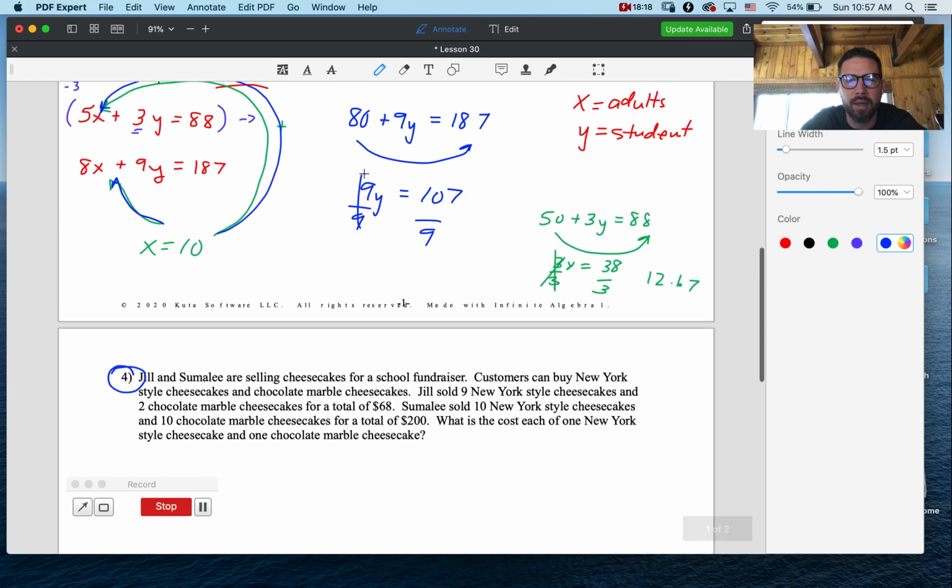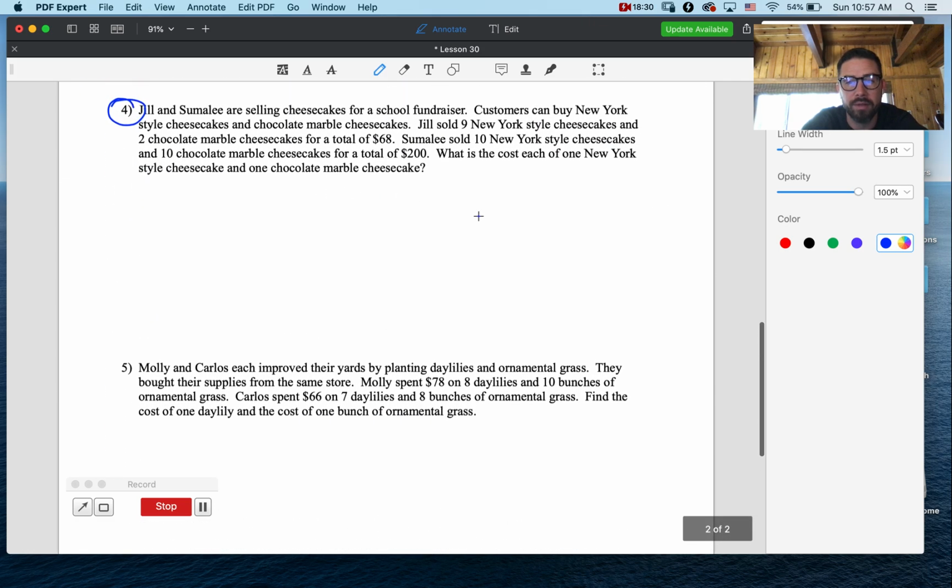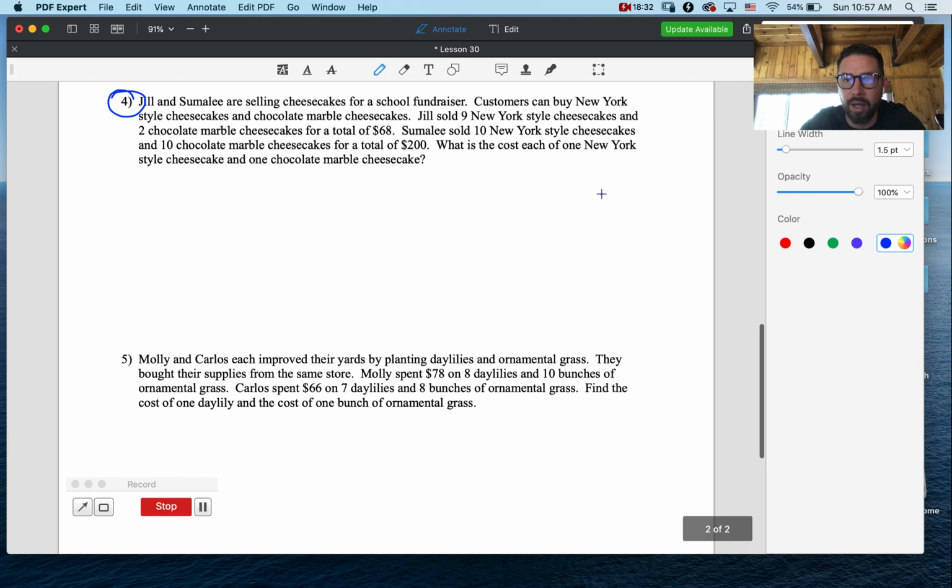Okay, now I think I just want to double check. I don't know if I set this one up wrong on the last one, so I want to kind of double check and go back. So our X, let's let that be our New York style cheesecake, and our Y will be the chocolate marble. Okay, so let's go nice and slow to make sure we get this correct.